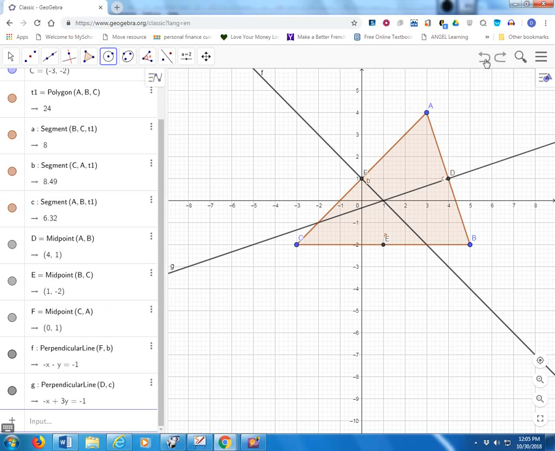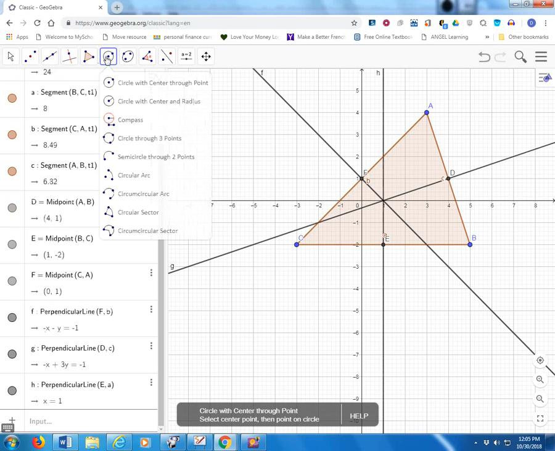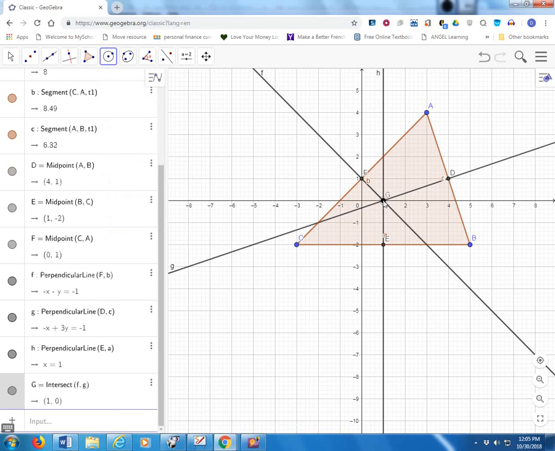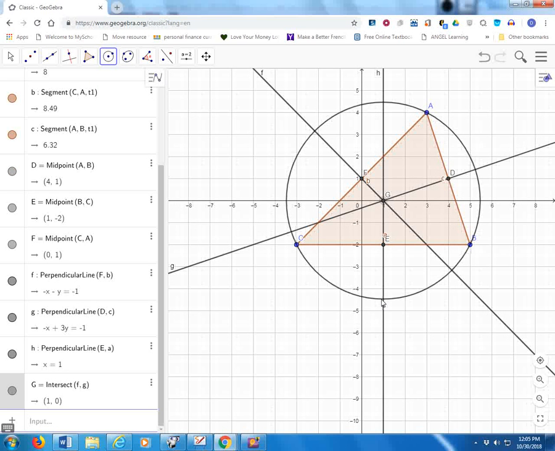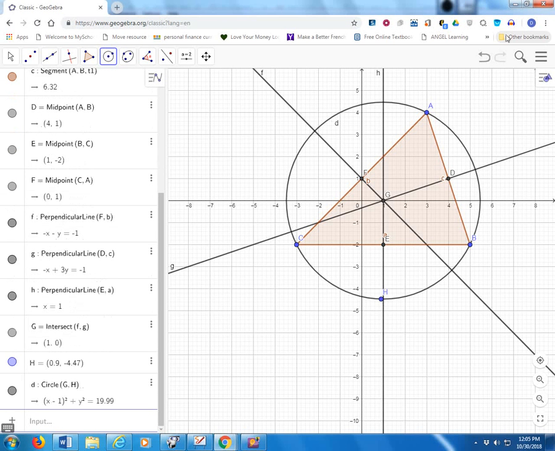I'm going to try it with my mouse. So you click circle, and circle with center through point. And I click this. And it drags until it intersects. This is why the circumcenter is called circumcenter, because what we say is this circle circumscribes the triangle. The circle that's created here circumscribes the triangle.